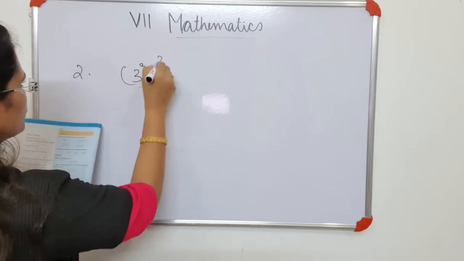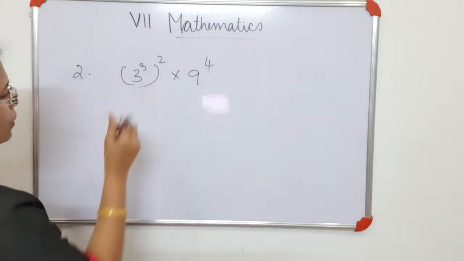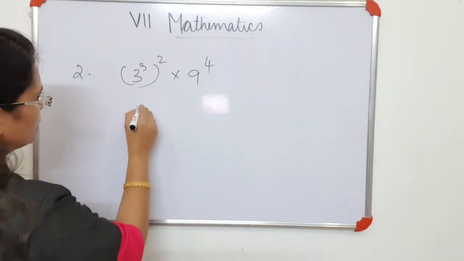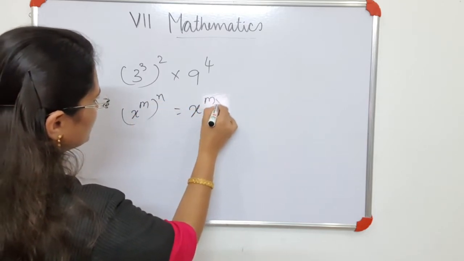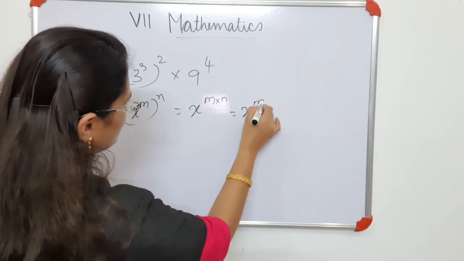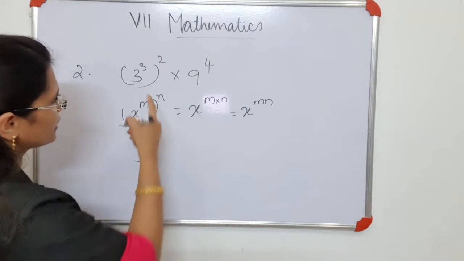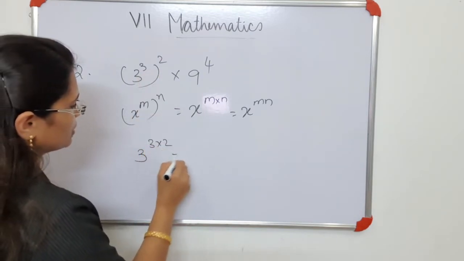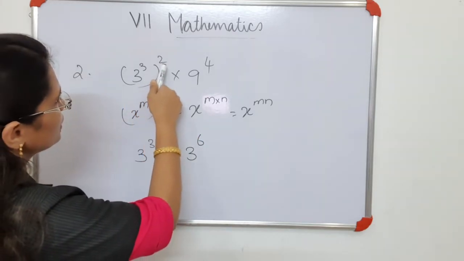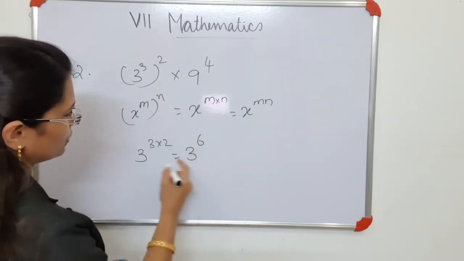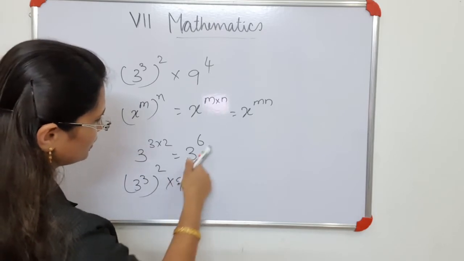(3 cube) whole square into 9 raised to 4. What is (x raised to m) whole raised to n? It is equal to x raised to m into n, which is x raised to mn, right? So, (3 cube) whole square is equal to 3 raised to 3 into 2, which is 3 raised to 6. Then (3 raised to 3) whole square into 9 raised to 4, we can write like that.